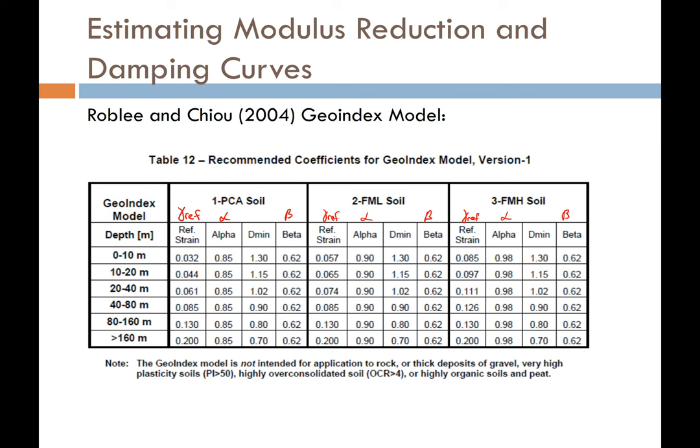So you just plug those values in, and notice, by the way, that it's also a function of depth or confinement. Really what that is, it's a proxy for confining stress, as we talked about before. So this is why I really like this model, because it accounts for the plasticity of the soil through the different categories, whether it's category 1, 2, or 3, but it also accounts for the confinement in the soil by the appropriate depths shown here on the left.